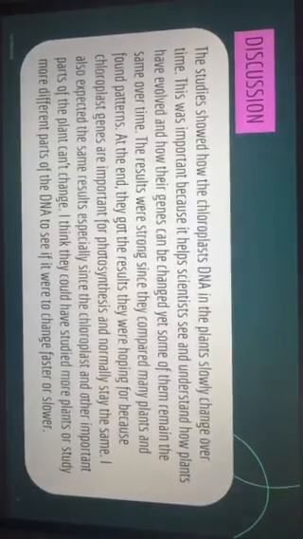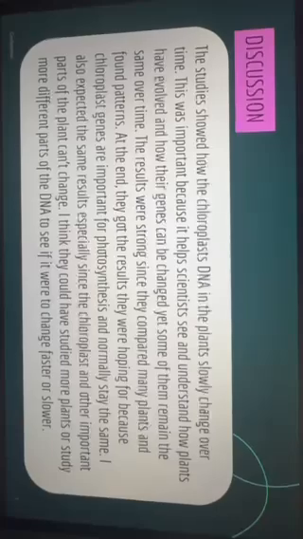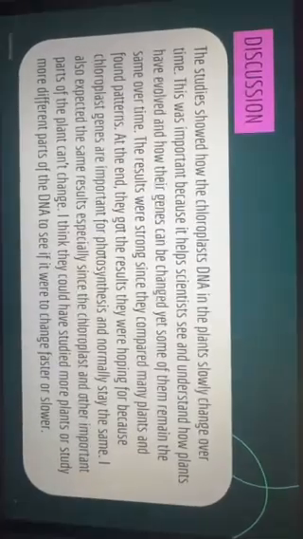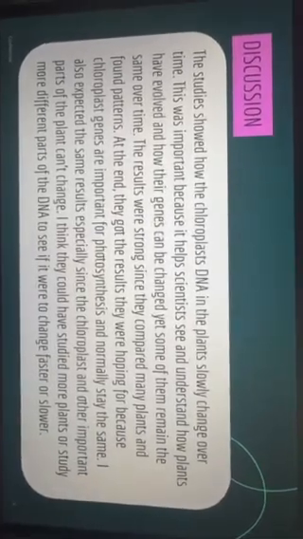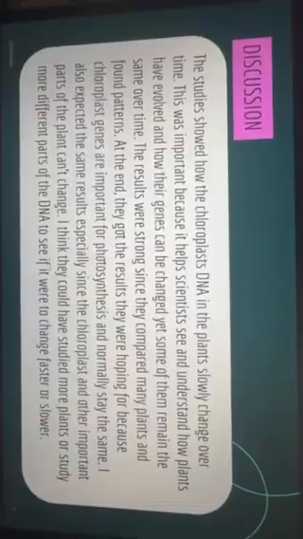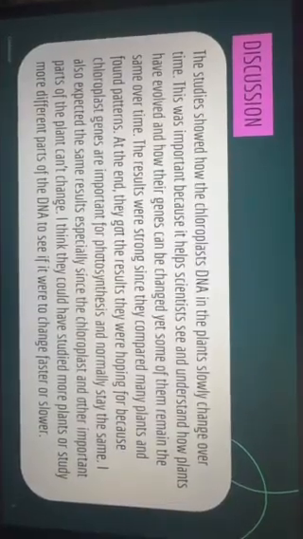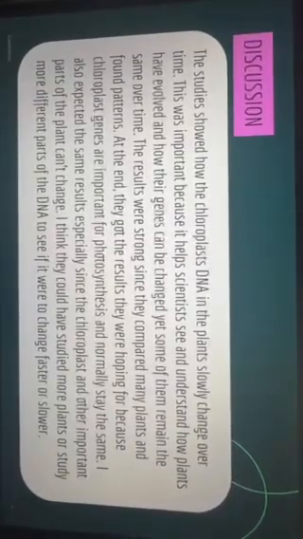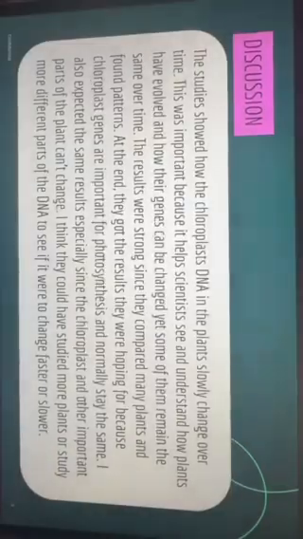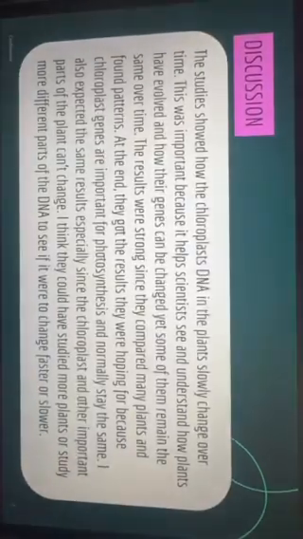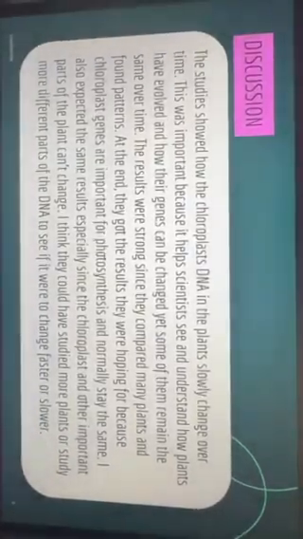In the end, they got the results they were hoping for because chloroplast genes are important for photosynthesis and normally stay the same. I also expected the same results, especially since the chloroplast and other important parts of the plant can't change. I think they could have studied more plants or studied more different parts of the DNA to see where it changed faster or slower.